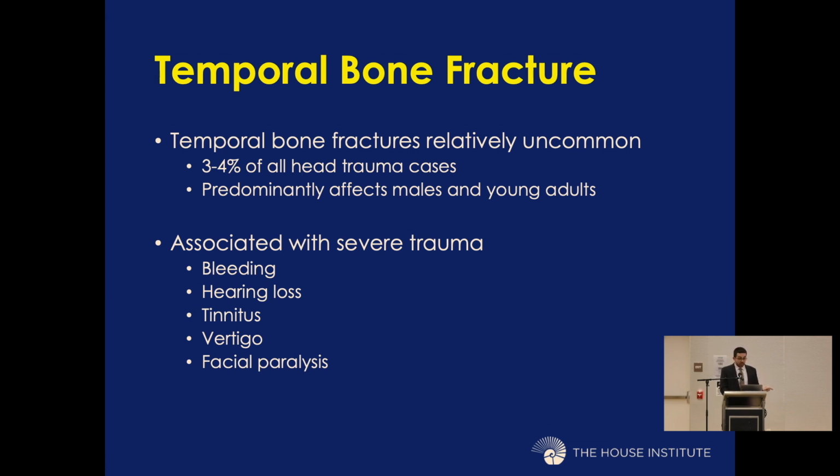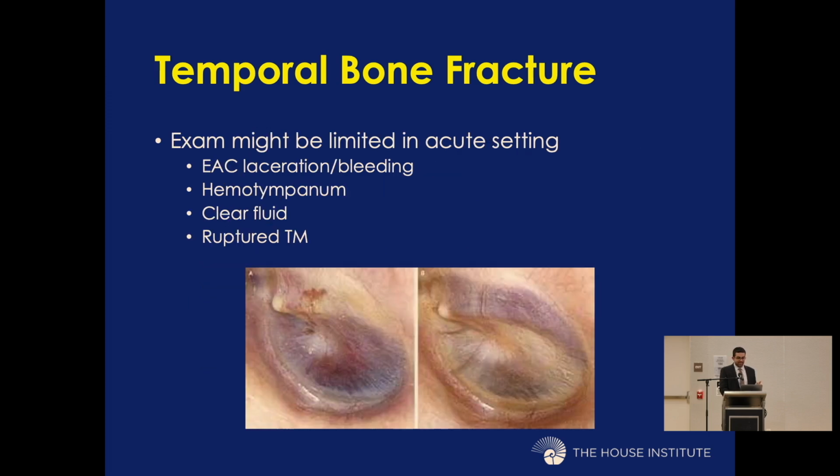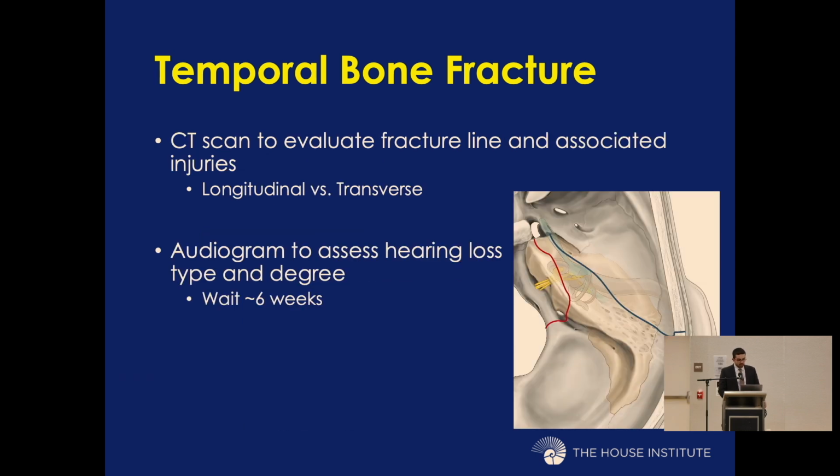And then patients can have ear bleeding, they can have hearing loss, tinnitus, vertigo, and they can have facial paralysis in certain cases. Exam usually would show external auditory canal laceration and bleeding. They can have hemotympanum, which is just blood accumulating behind the tympanic membrane. You would see a reddish, purplish or pinkish hue. And then sometimes they can have a CSF leak, and that would be the clear fluid. And sometimes they can have a ruptured eardrum if it's a really severe case of trauma. They will all need a CT scan to evaluate the fracture line and associated injuries.